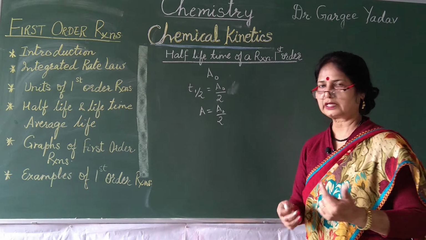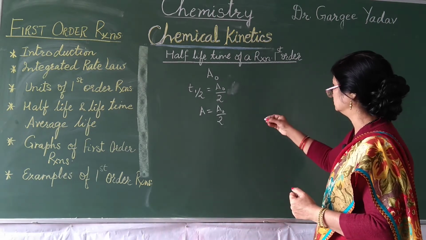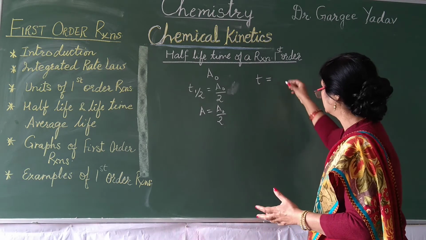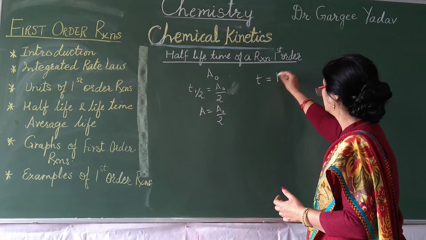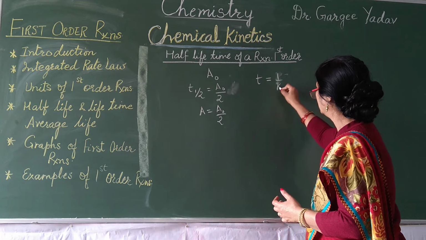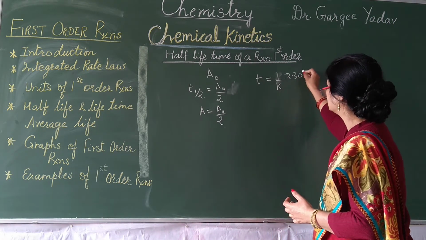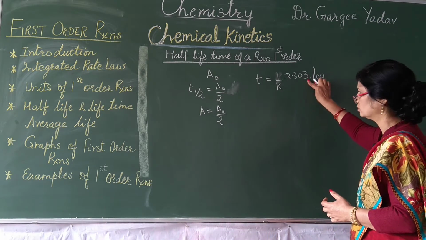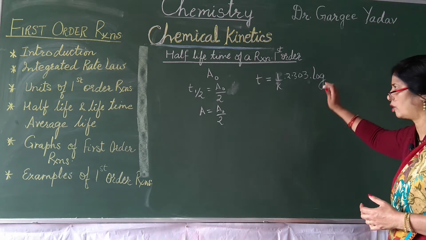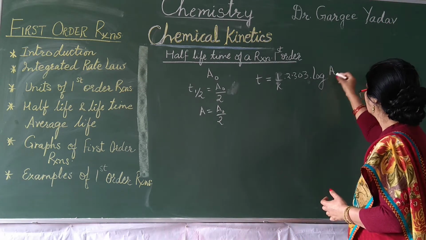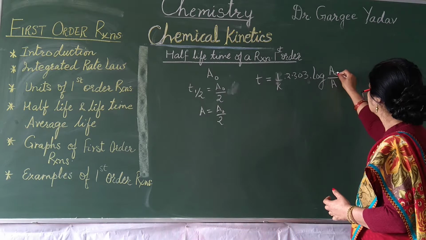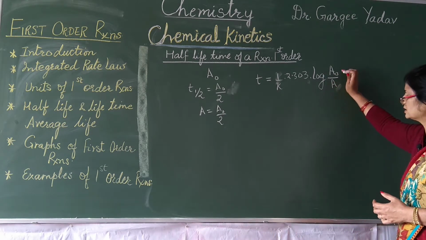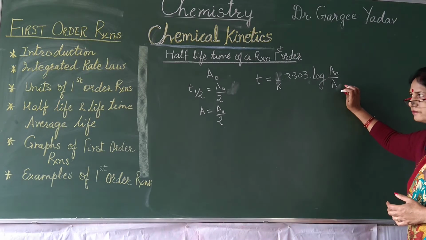So let's come on to our integrated rate law equation. We have T is equal to 1 upon K into 2.303 log of, I have taken this factor 2.303, so now I will take log A0 upon A. This is our initial concentration and this is the concentration after time t.